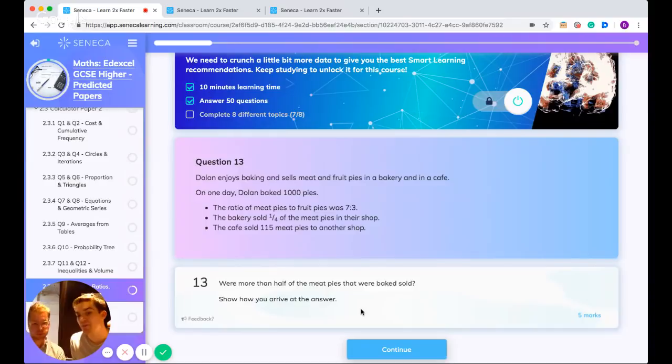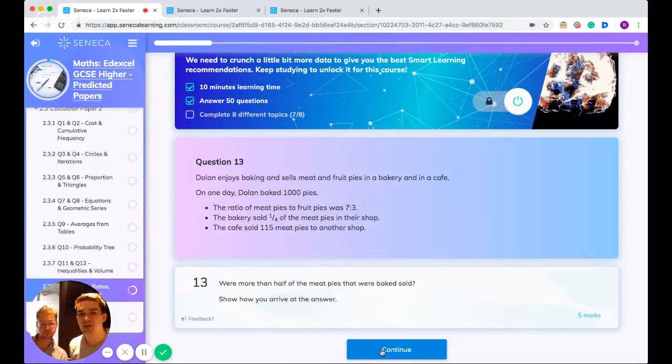And that's key for every single one of your questions. Always show how you get to your answer. We love working out. There's a few different things you need to do here. First of all, you need to work out how many meat pies there actually were. And you can do that using the ratio in the first bullet point. And then you need to work out how many were sold in total. So that's using how many were sold, first of all, in their own shop, and how many were sold to 3 other shops.